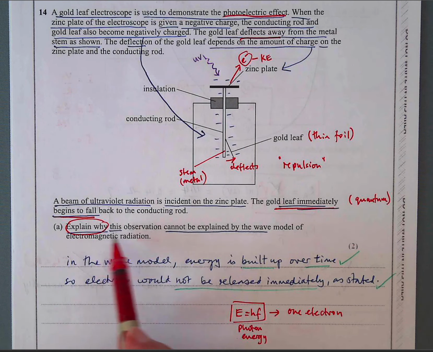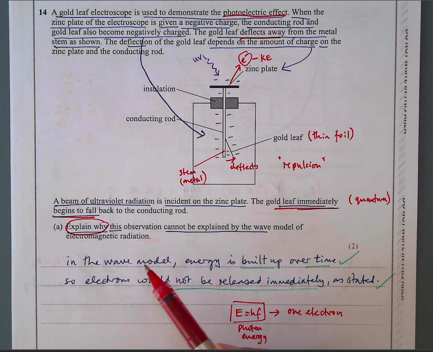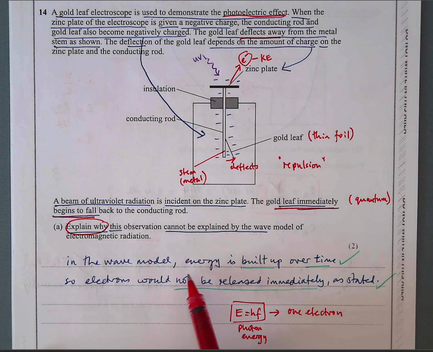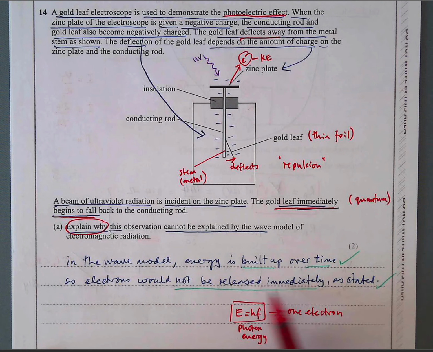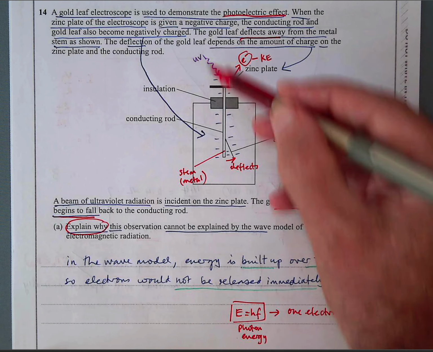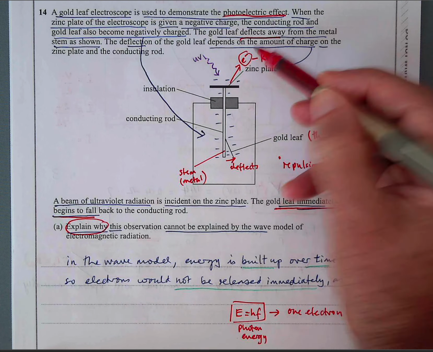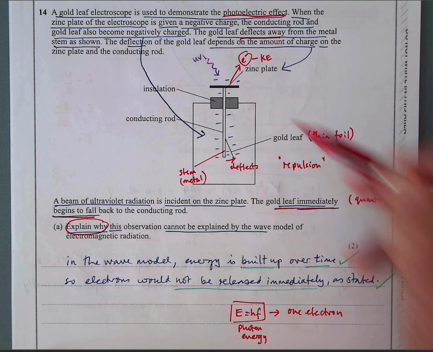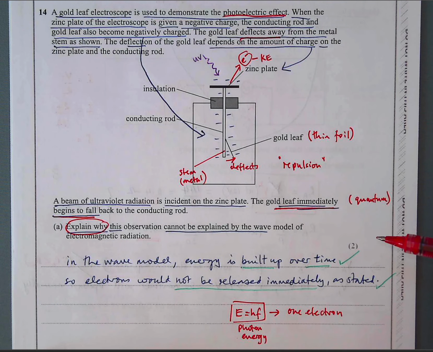It wants you to explain why this observation cannot be explained by the wave model of electromagnetic radiation. Well, in the wave model, energy is built up gradually over time, and it's basically a constant flow of waves, and therefore it's not the same as the quantum effect. So the electrons would not be released immediately if it took some time. But in the quantum effect, the photon comes in immediately, the electron absorbs all of the packet of energy, and that one electron will immediately have enough energy to escape. Gradually electrons will escape this way if the photons keep coming in.